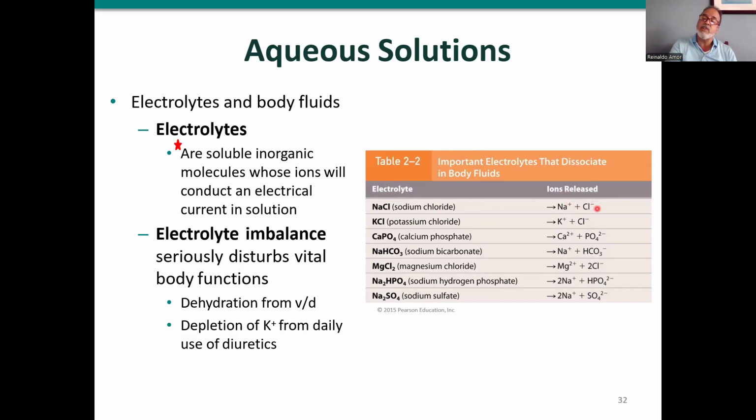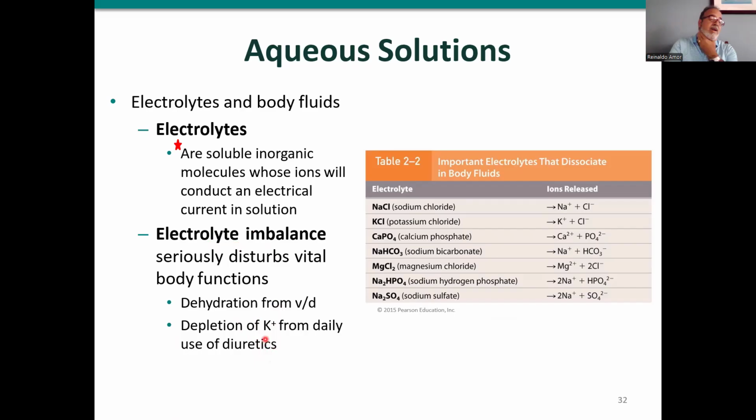And since they have charges, they can conduct an electrical current in solution. Potassium chloride is another electrolyte, and so forth. You know that when somebody is having vomiting and diarrhea, you can have an electrolyte imbalance. Or if somebody is taking diuretics, like somebody who's retaining fluids and is taking a pill that will make him pee, that's a diuretic, you can deplete potassium and also create an electrolyte imbalance.